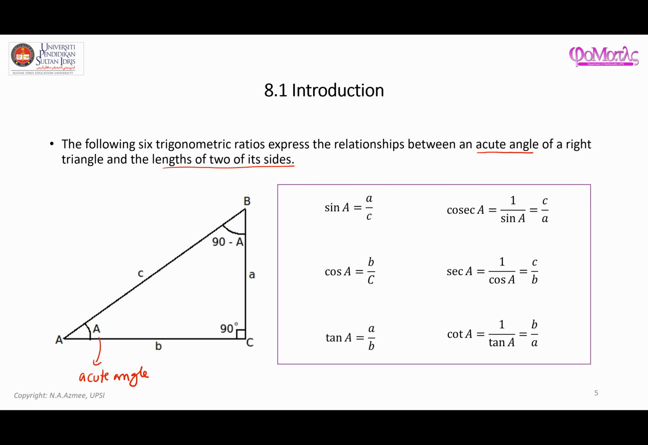Now if you want to talk about sine of A, it is represented by the length of this side A over the other length here, which is C. So sine A is A over C. To find cosine of A, it will be this length here, B over C. And to find tangent of A, that will be A over B.